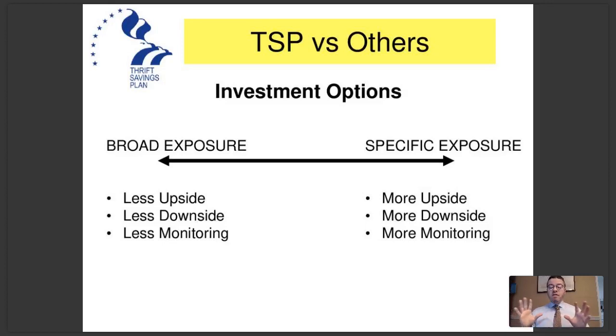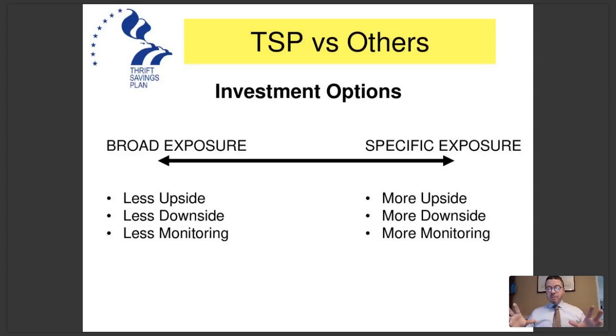So when you go outside the TSP, if you have investments in IRAs or 401ks, they probably will provide you broad exposures, but they also should provide you with more specific exposures. And if you have the ability to participate in more specific holdings, you have the ability to claim more upside, but you also expose yourself to more downside, and it does require more monitoring.